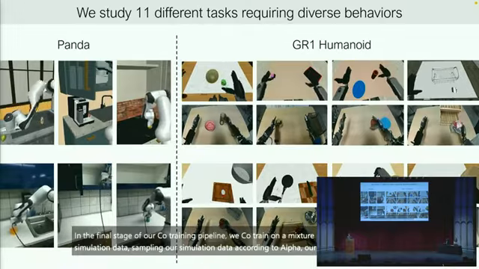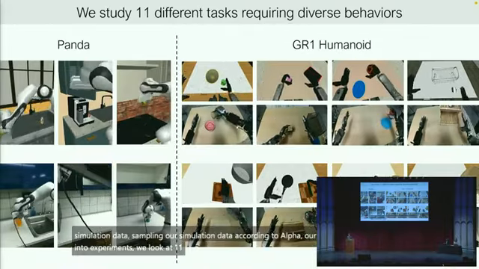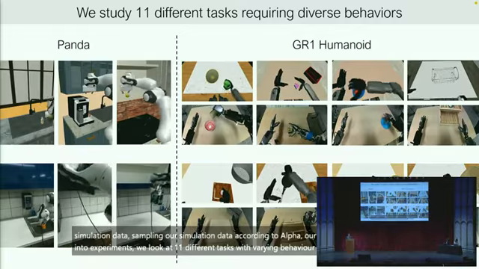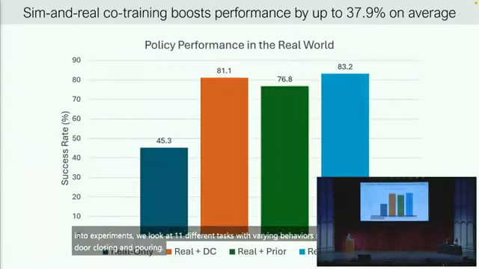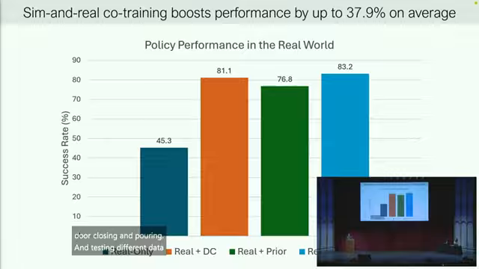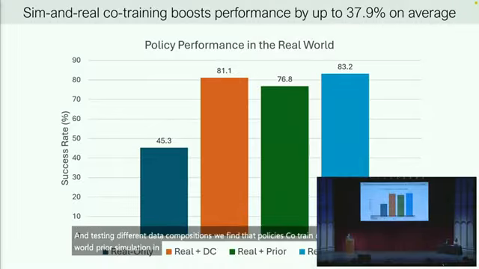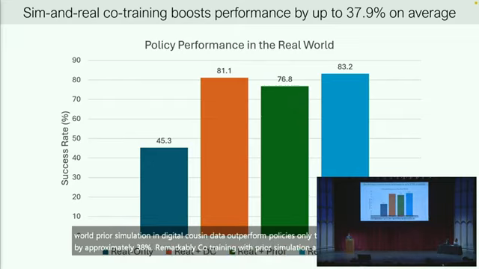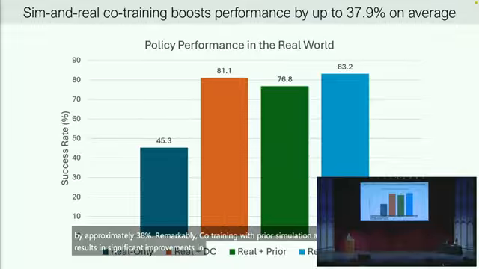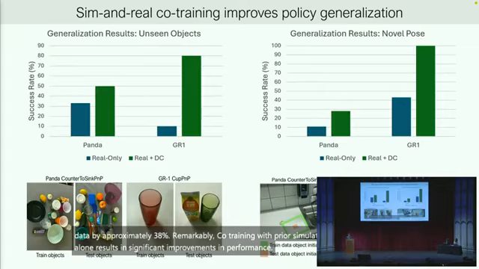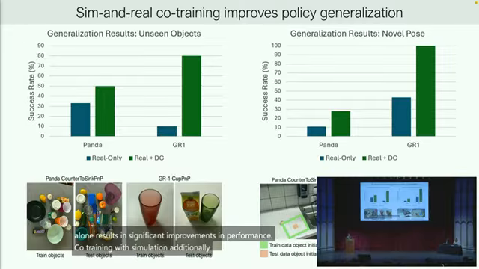Diving into our experiments, we look at 11 different tasks with varying behaviors such as pick and place, door closing, and pouring. In testing different data compositions, we find that policies co-trained on a mixture of real-world, prior simulation, and digital cousin data outperform policies only trained on real-world data by approximately 38%. Remarkably, co-training with prior simulation and real-world data alone results in significant improvements in performance. Co-training with simulation additionally improves policy generalization to novel object entities as well as novel object poses.